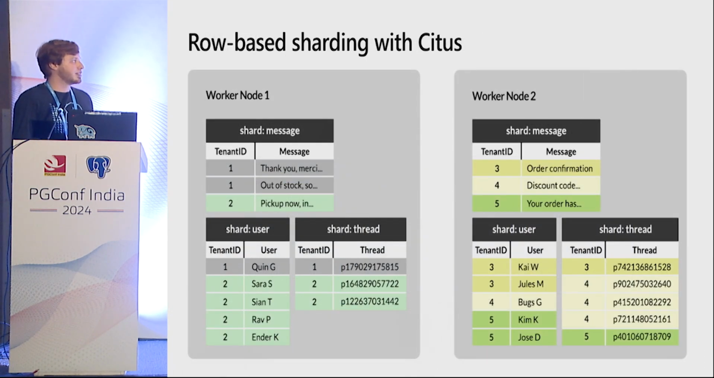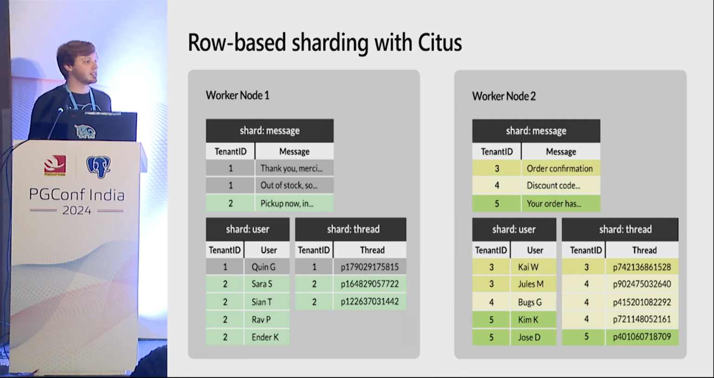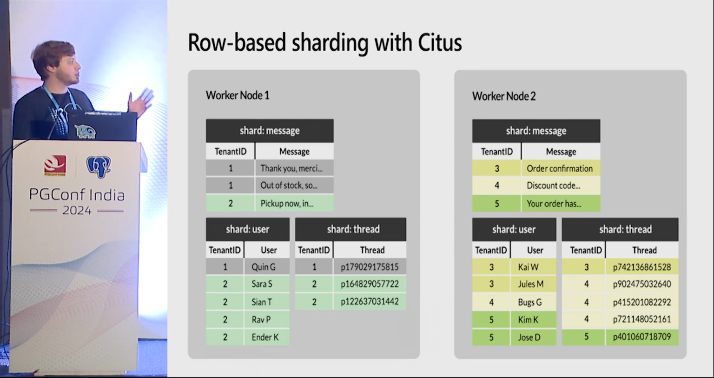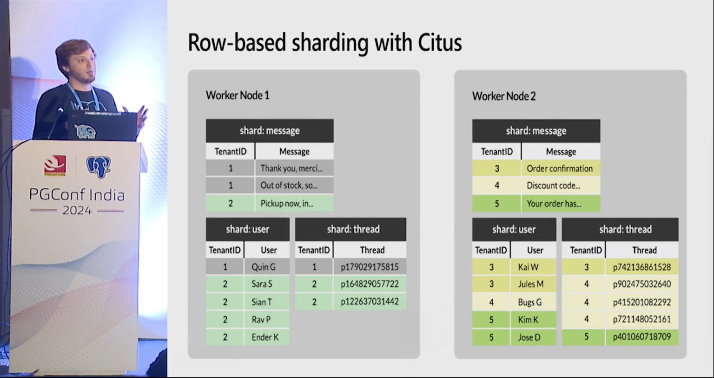There's two ways of doing this with Citus. We have row-based sharding, which is the original Citus way that we've supported for many years. And that way, you have your tables there. You only have one message table and one user table and one thread table, and those are split into pieces. And one piece is on worker node 1, so all the data for tenant 1 and tenant 2 is on worker node 1, and all the data for tenant 3, 4, and 5 is on worker node 2. But from your application, those tables will just look like a single table. You won't see that it's split.